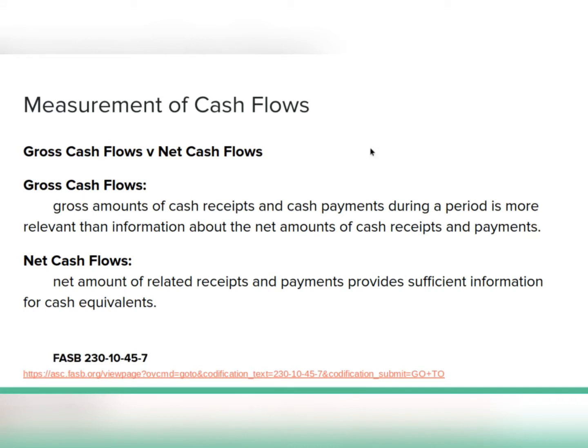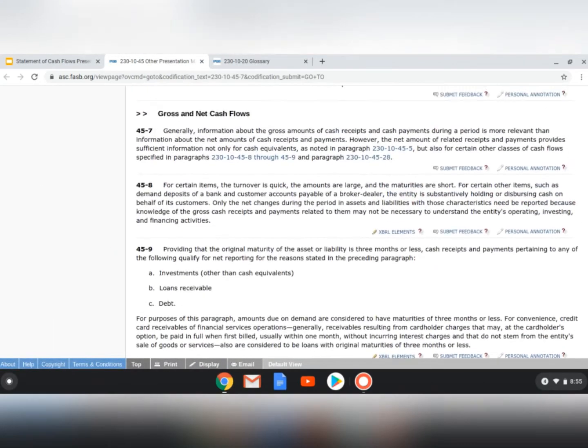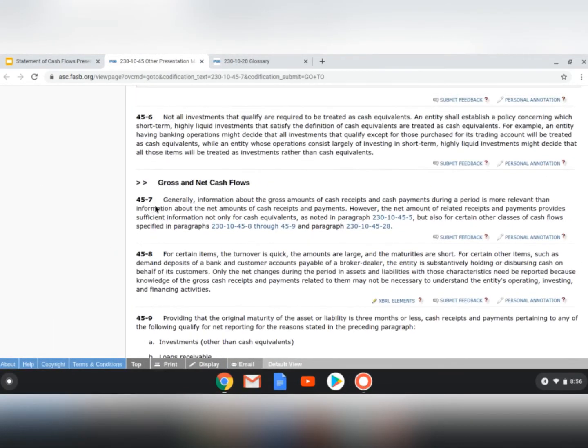So for the crux of this presentation, we're going to discuss the difference between gross and net cash flows. Before I really go in depth on what gross and net cash flows are, we're going to go to the codification, 230-10-45-7. As it states here, generally information about gross amounts for cash receipts and cash payments during a period for an organization are usually more important.